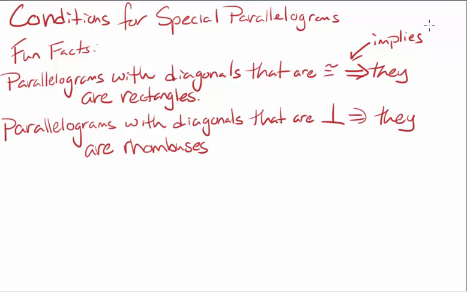The next one is parallelograms with diagonals that are perpendicular imply they are rhombuses. I even looked on Google, and the plural of a rhombus is either rhombuses or rhombi. You can use either one. Fun facts all around today.